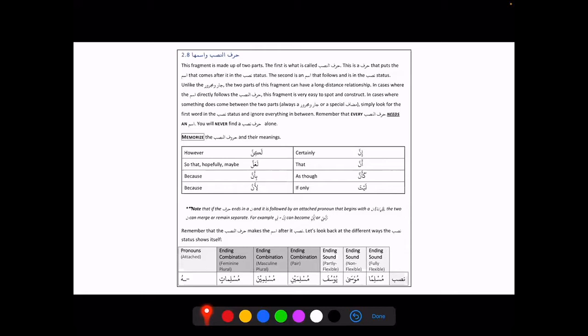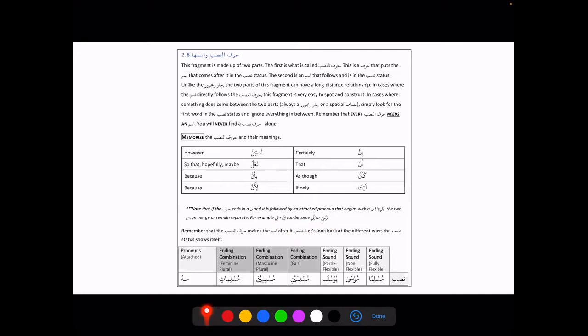Okay, so now note that if the harf ends in noon, and it is followed by an attached pronoun that begins with ni or na, the two noon can merge or remain separate. For example, inna and ni could be innani or inni. Inshallah, we will see that in later slides. Okay, so now harfu nasab makes the ism after it nasab.